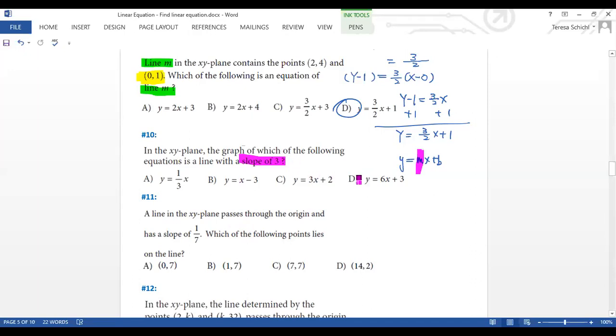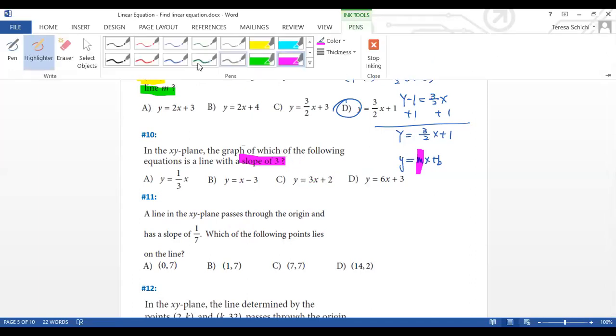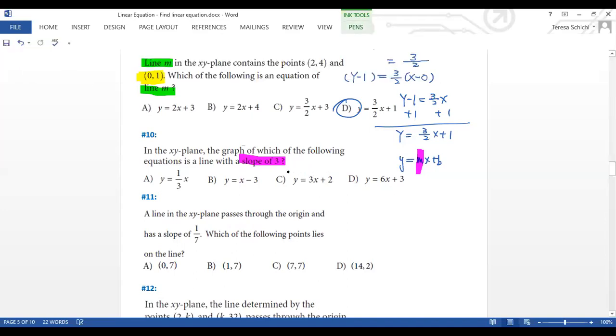Slope equal to 3. So my answer will be what? It's C, right? Right, why? Because this one, the slope is 1/3. It's not. What is the slope of this one?